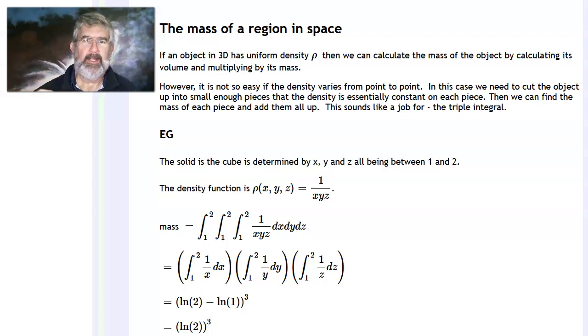If you've got a solid in 3D and it's uniform density, then it's pretty easy to calculate the mass. You just calculate the volume and multiply by the density, and that will be the mass. Now we want to look at a little more complicated situation where it's not uniform density, but instead it varies from point to point what the density might be.